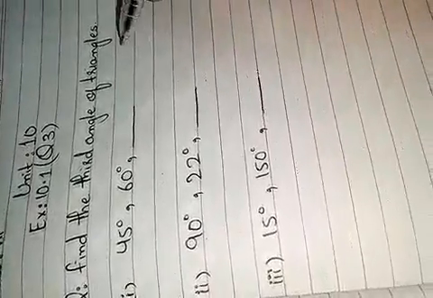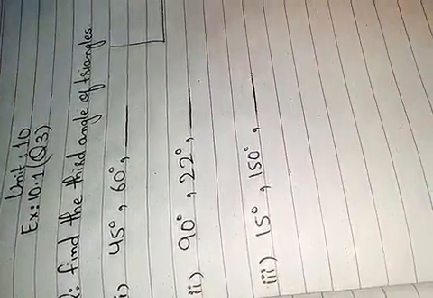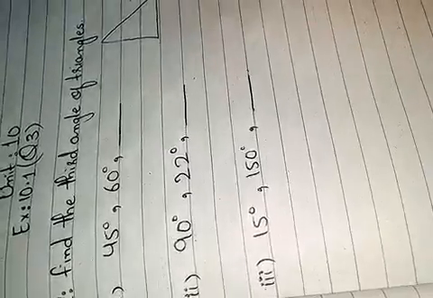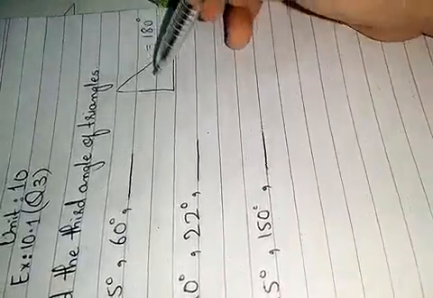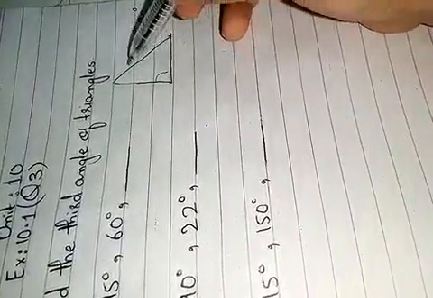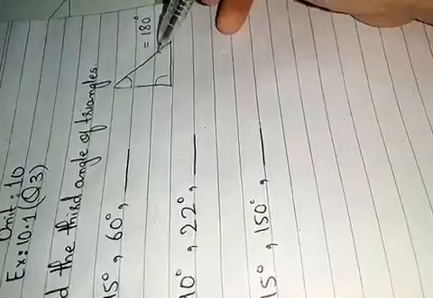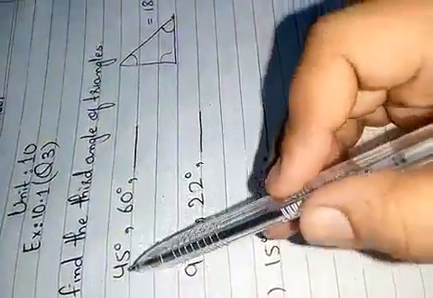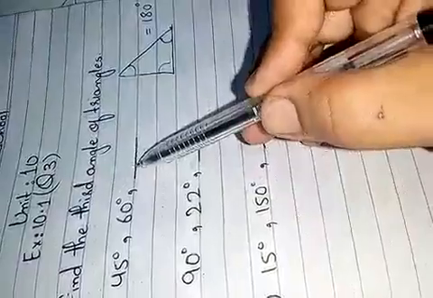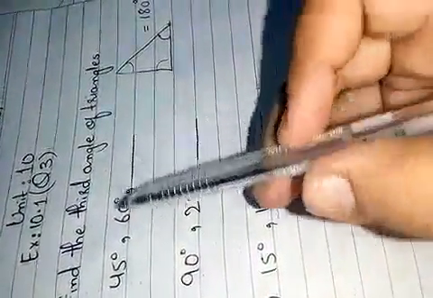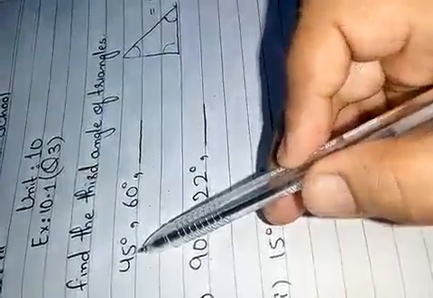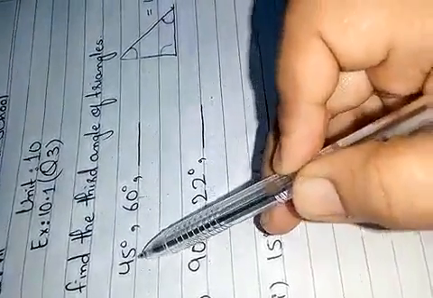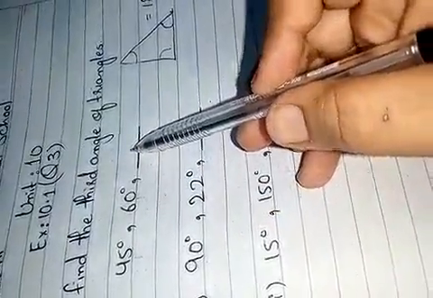And we all know that the sum of all angles in a triangle is equal to 180 degrees. The sum of all three angles of a triangle is equal to 180 degrees. In the question two angles are given and we have to find the third one. So the easiest way to find the third angle is to subtract the sum of these two angles from 180 degrees.